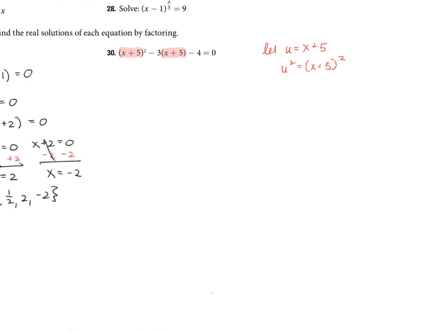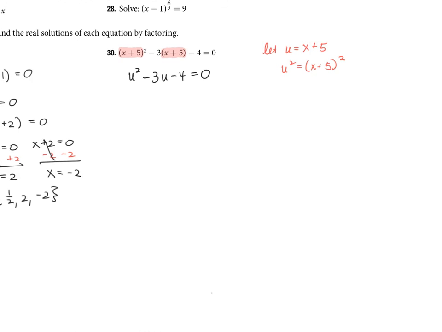And so I'm going to use that to rewrite my equation. So u squared is x plus 5 squared. Well, that's the first term, so that's going to be u squared. Minus 3 times x plus 5, which is u, minus 4 is equal to 0. So you can see everywhere I have a red box, I replaced that with a u. Okay? And so now I'm going to just use the quadratic formula or factoring on this equation.